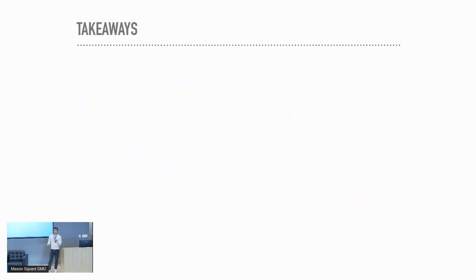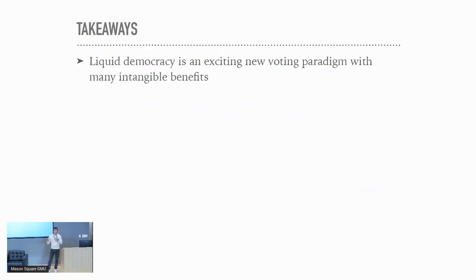So just to wrap up with a few takeaways. Liquid democracy really is, I think, a very exciting new voting paradigm. I'm not as much proposing it at a national scale, where maybe it's very hard to implement, and there are other drawbacks, but I think there are many places it really could be used, and it has lots of intangible benefits that I'm not describing in this work. Maybe you feel more represented, or for whatever reason.